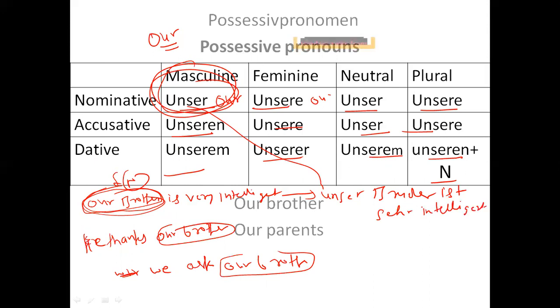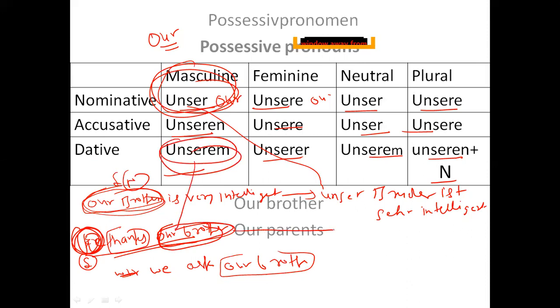Second says he thanks our brother. Now he is the subject. Who thanks our brother? He. This is subject, this is nominative. Thanks is the verb. Our brother is an indirect object, hence dative. So I'll be using unserem here. I will write Er dankt unserem Bruder.